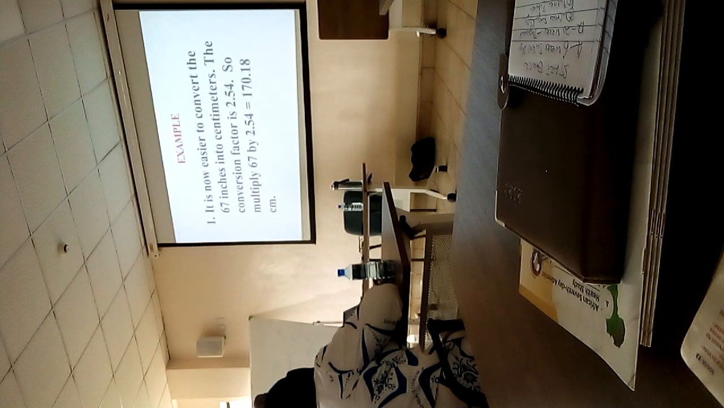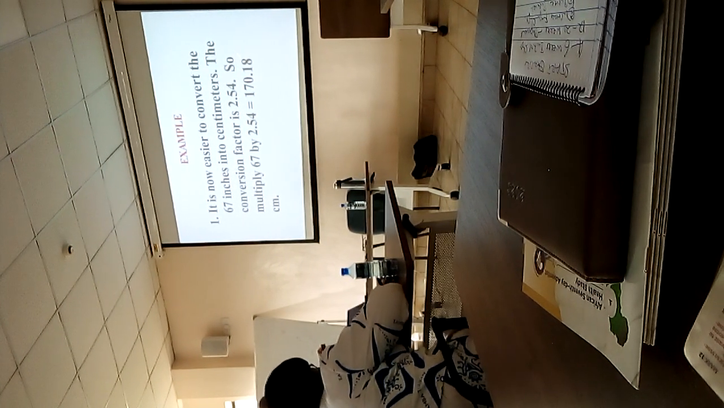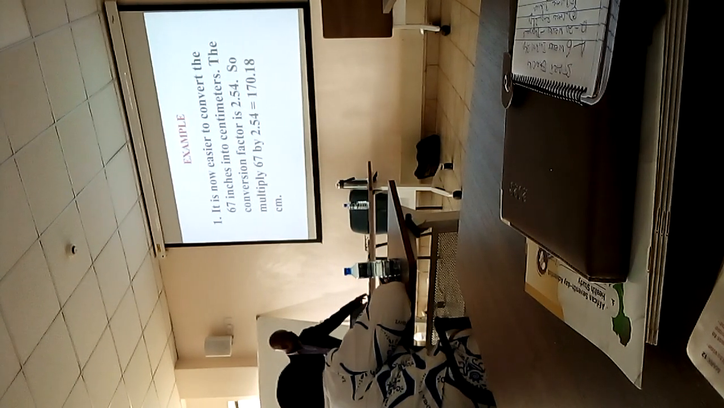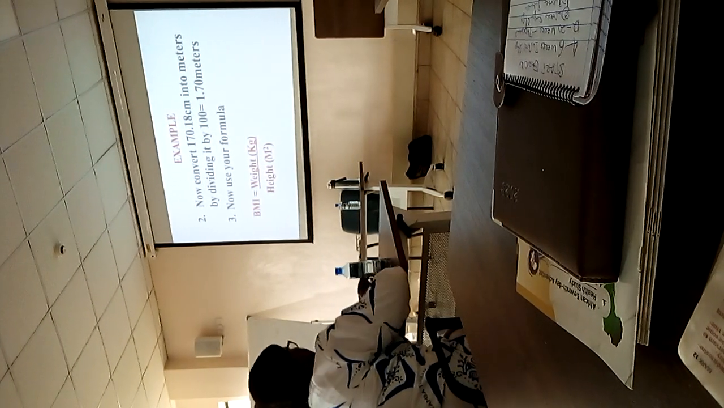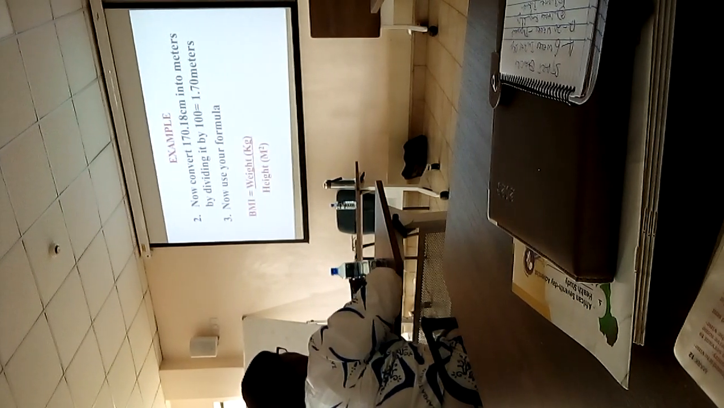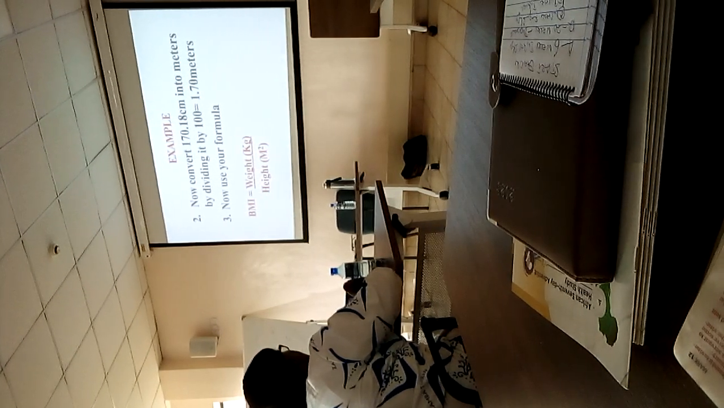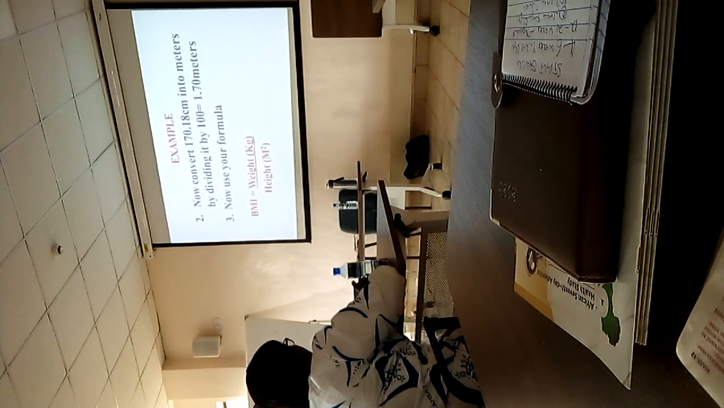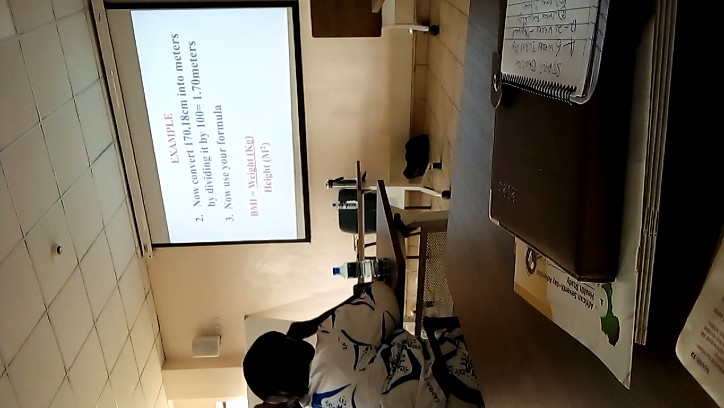Okay, now we are ready to convert this into meters. What do we do to get it into meters? Divide by 100. Excellent. Now convert 170.86 centimeters into meters by dividing it by 100. So Daniel's height is now 1.7 meters. His weight is what? 70 kgs, isn't it? Have you forgotten Daniel's weight?